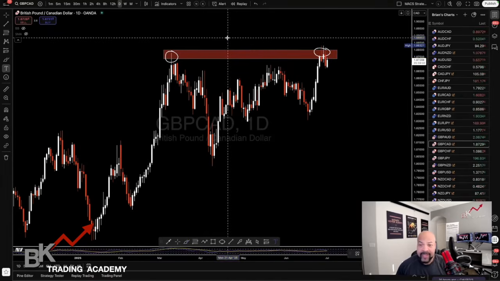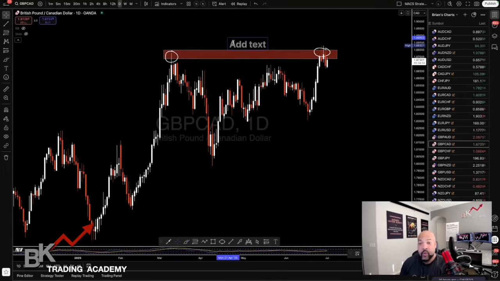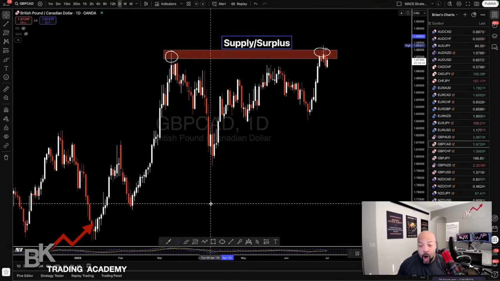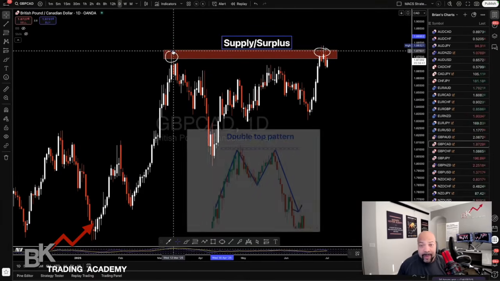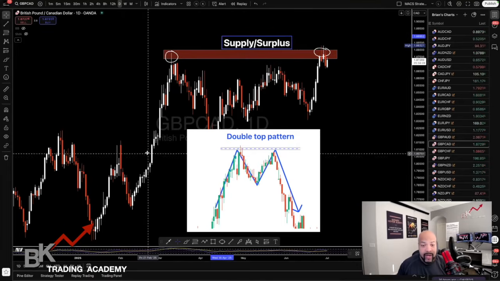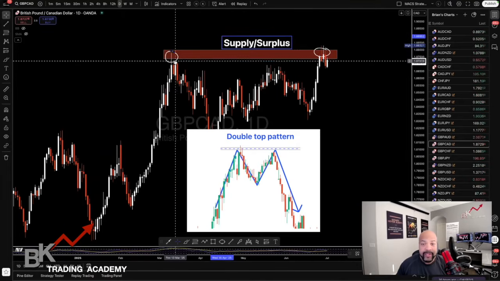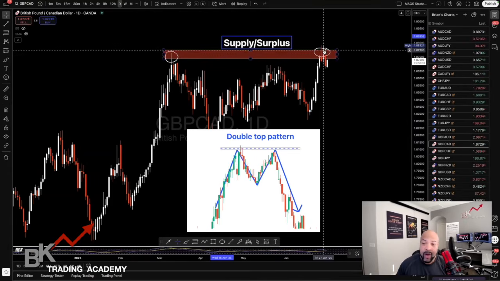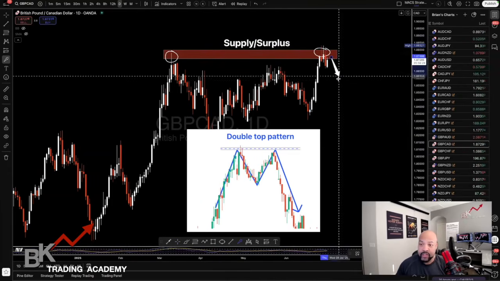Typically, when price has been tested at this level multiple times, we can say that, hey, price will be dropping. So I'm going to put supply, AKA surplus. This helps you to understand, right? And you can also call this a double top. A double top pattern is when prices come from an uptrend, buyers peaked out, sellers came in control, buyers came back up, peaked out, and we can almost predict that price should be dropping.